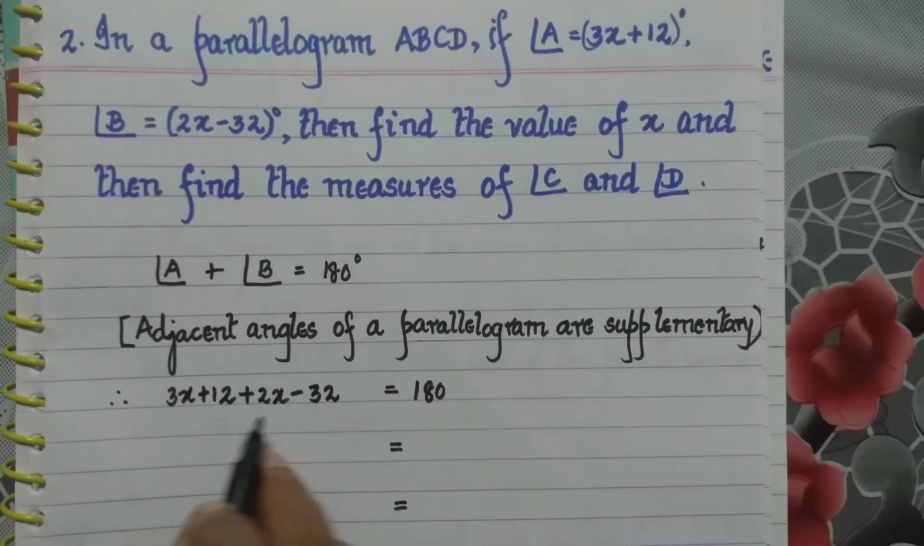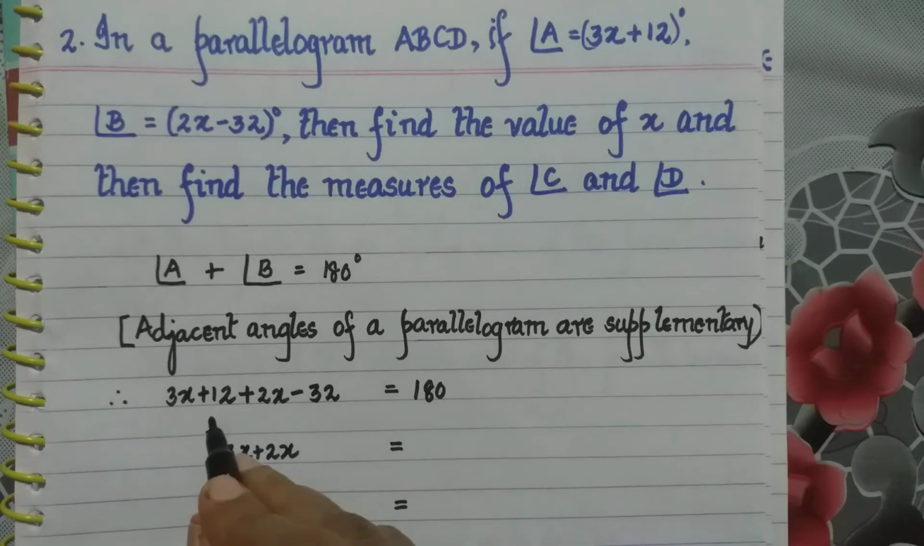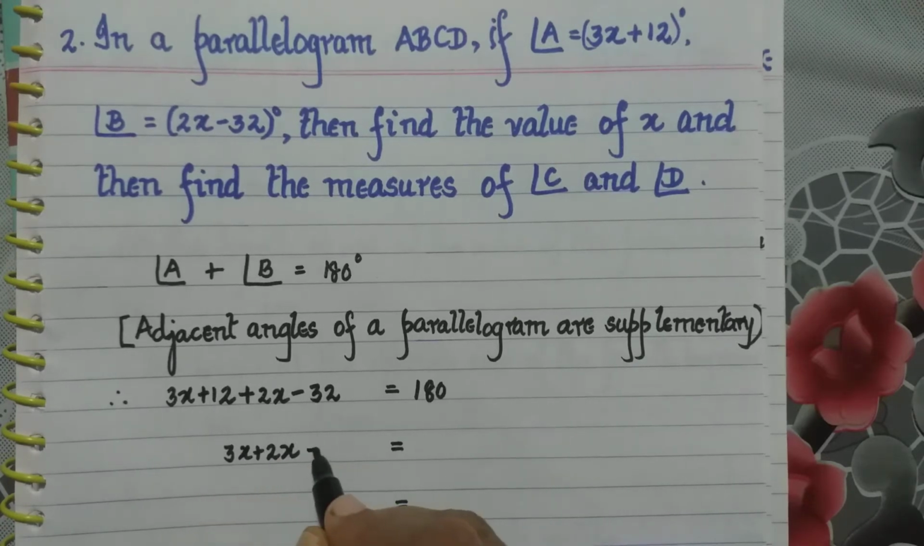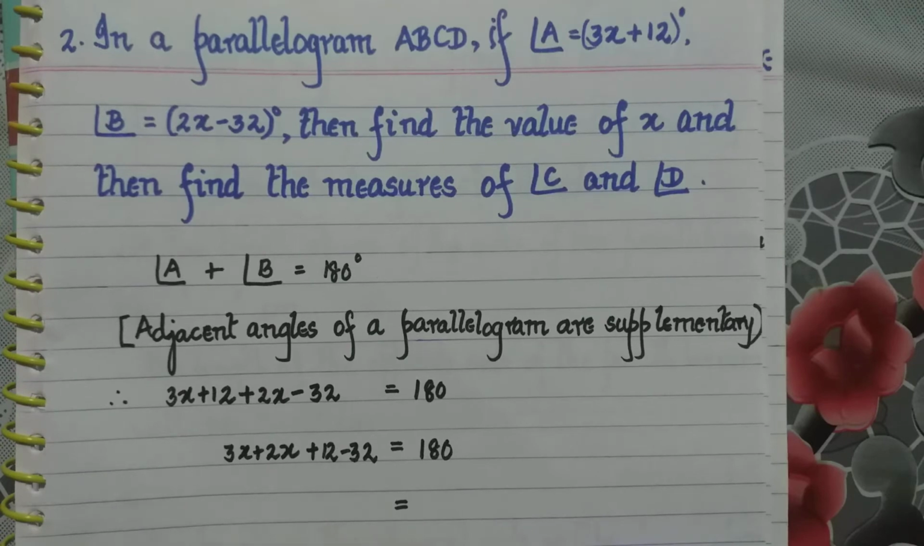Okay. So now let us add, take the x terms together. You have 3x plus 2x. Then take the numbers or constants together, plus 12 minus 32, is equal to 180. 3x plus 2x is 5x. Now plus 12 minus 32, the sign of the bigger number is minus. 32 minus 12 is 20. So you have here 5x minus 20 is equal to 180.